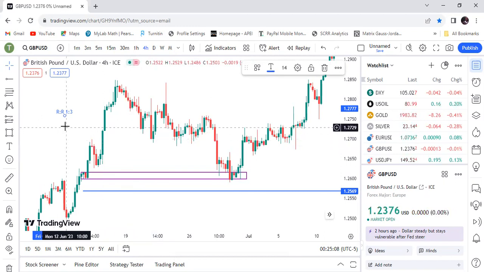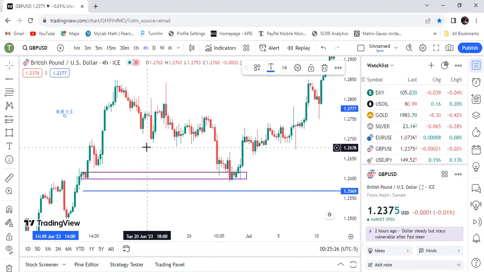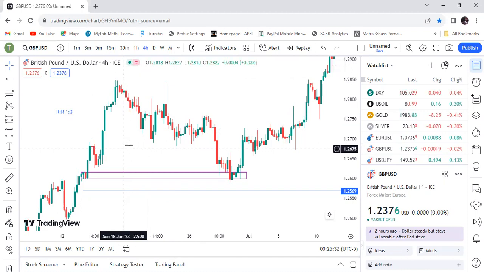I shall teach that in another video, but this video was basically to show you how bullish and bearish engulfing can help you identify key demand and supply zones. And they are very high probability areas that you want to focus on buying and selling the market.